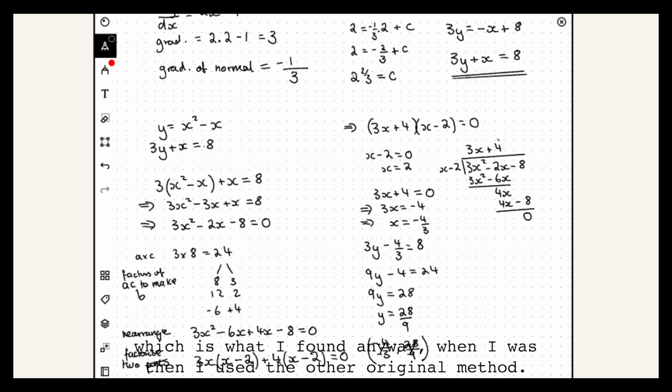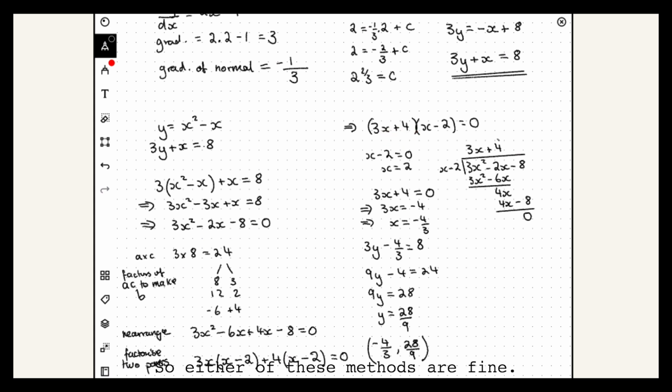which is what I found anyway when I used the other original method. So either of these methods are fine. This may be slightly quicker, but this is my answer here.